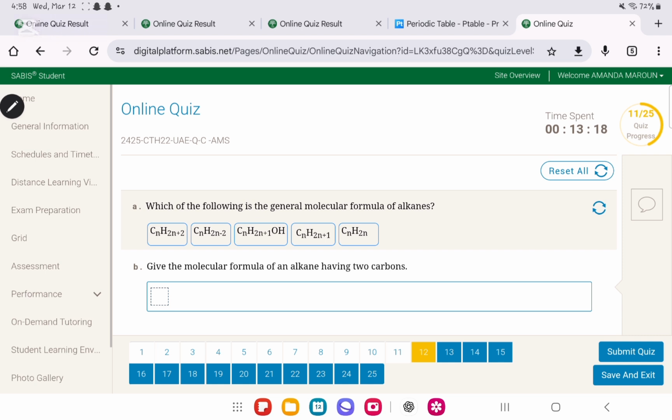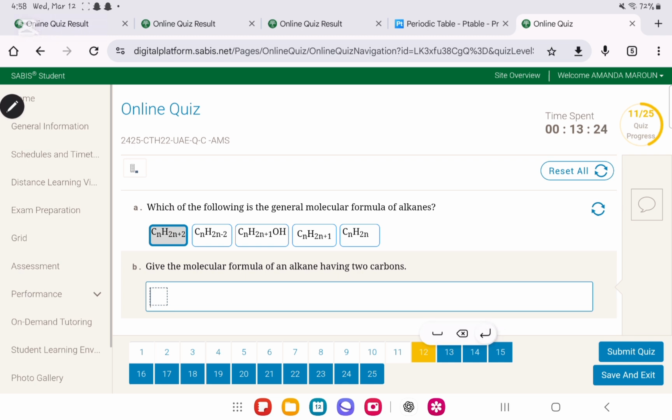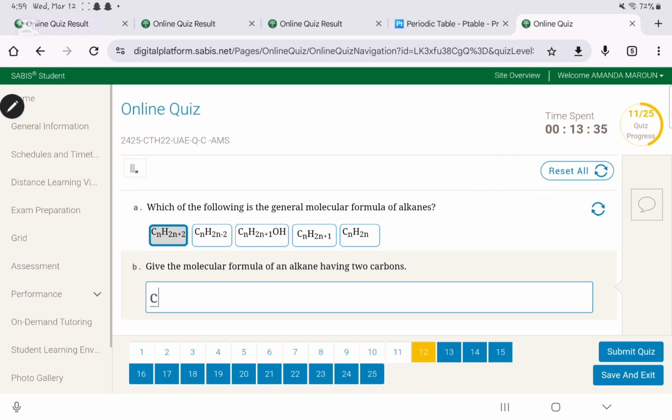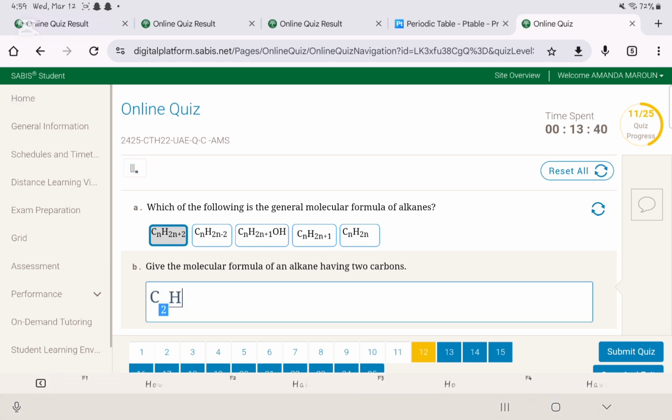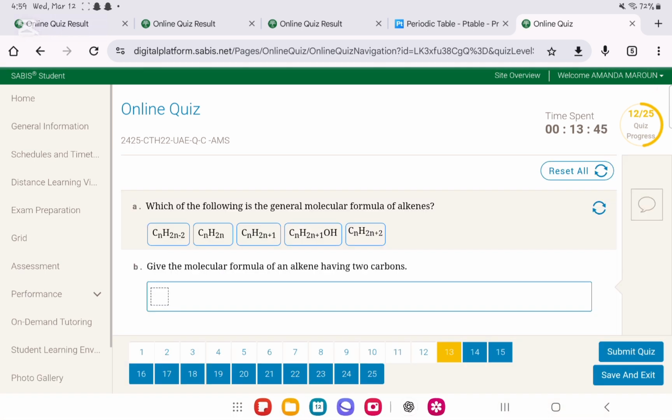We move on to question number 12. Here, you should have these memorized by now. Alkanes have the general formula CnH2n+2. And the molecular formula of an alkane having 2 carbons, just substitute: it becomes C2H(2 times 2 plus 2). So you will get C2H6.